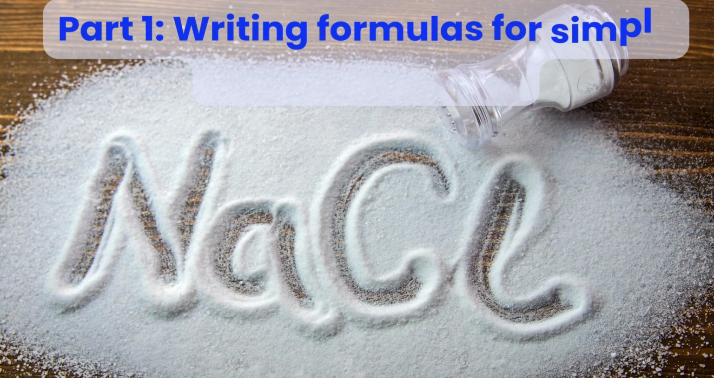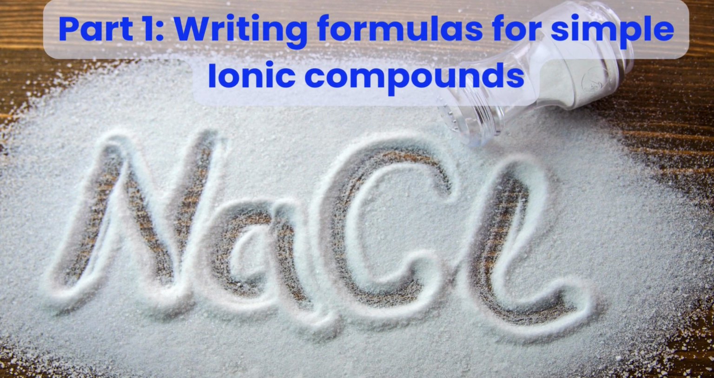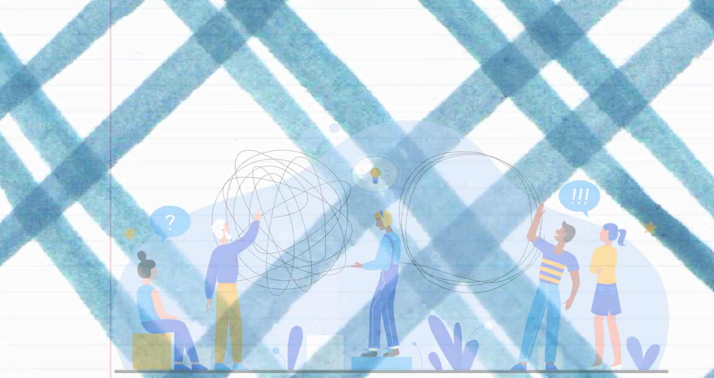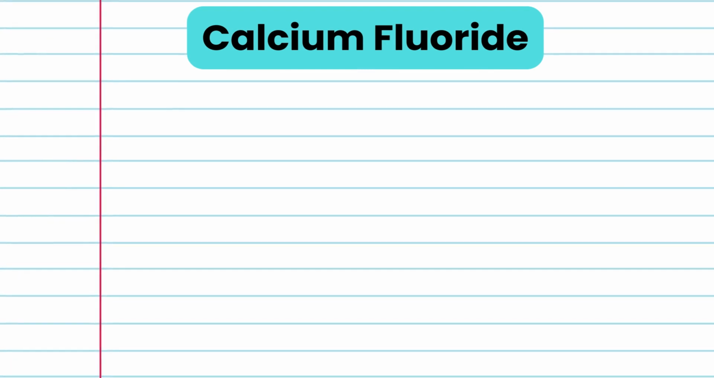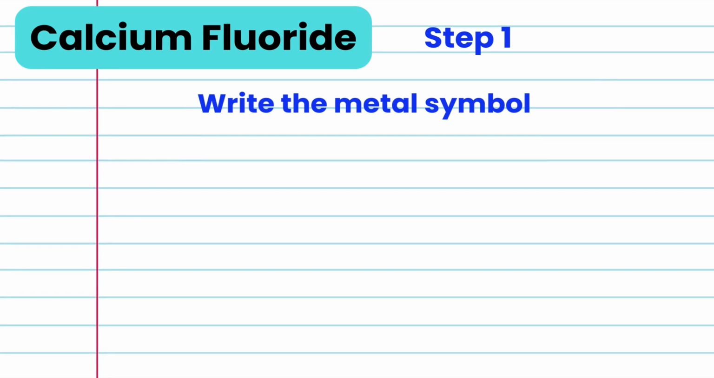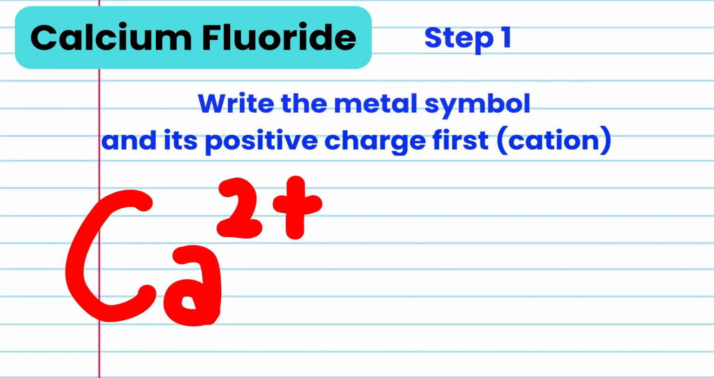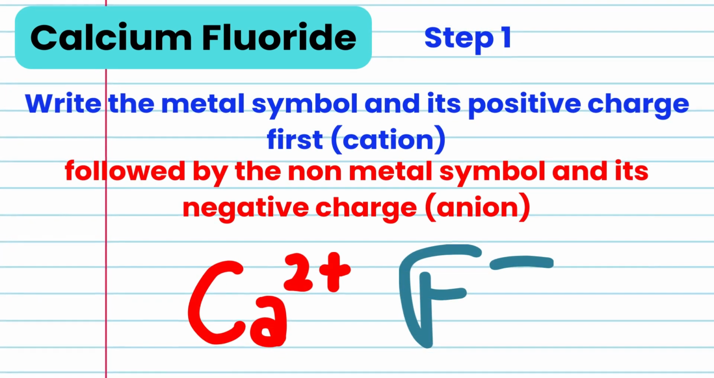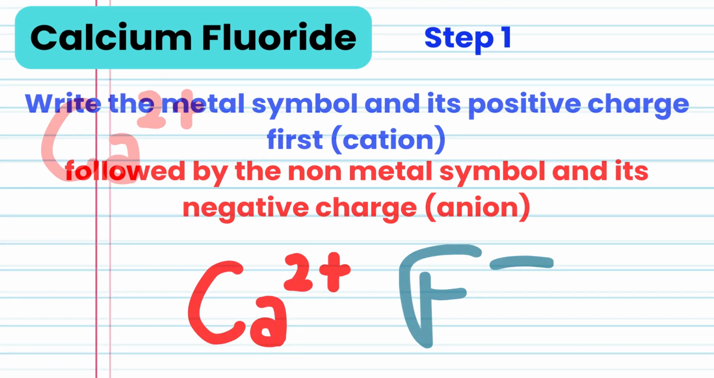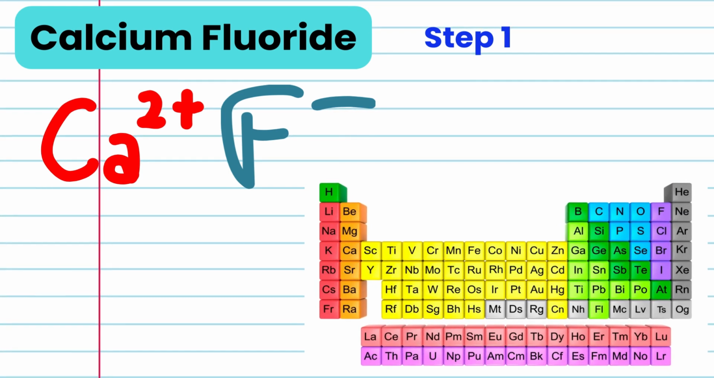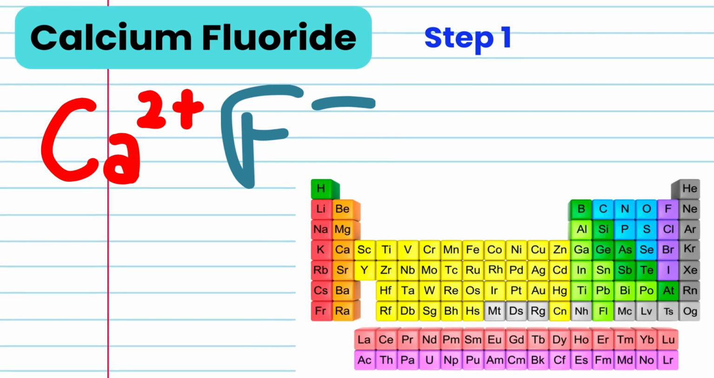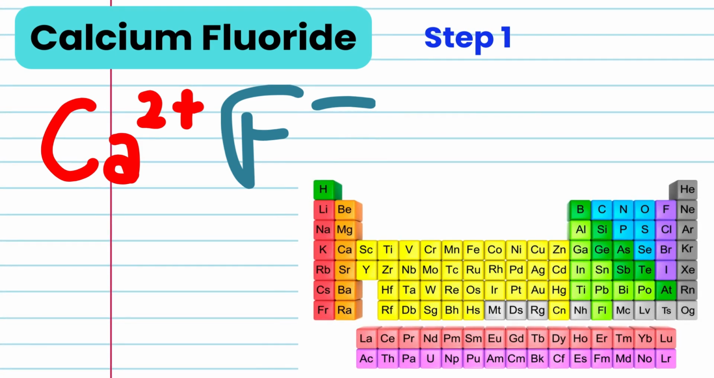Part 1. Writing formulas for simple ionic compounds. We will practice this using the Criss Cross method. Let us write the formula for calcium fluoride. Step 1. Write the metal symbol and its positive charge first, which is a cation, followed by the non-metal symbol and its negative charge, the anion. So calcium will be 2 plus because it's family 2 with 2 valence electrons. Fluorine is 1 minus because it's a halogen with 1 valence electron.